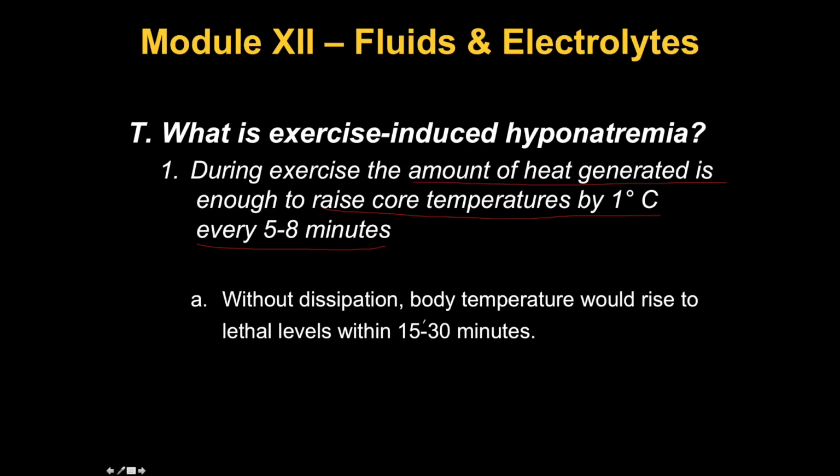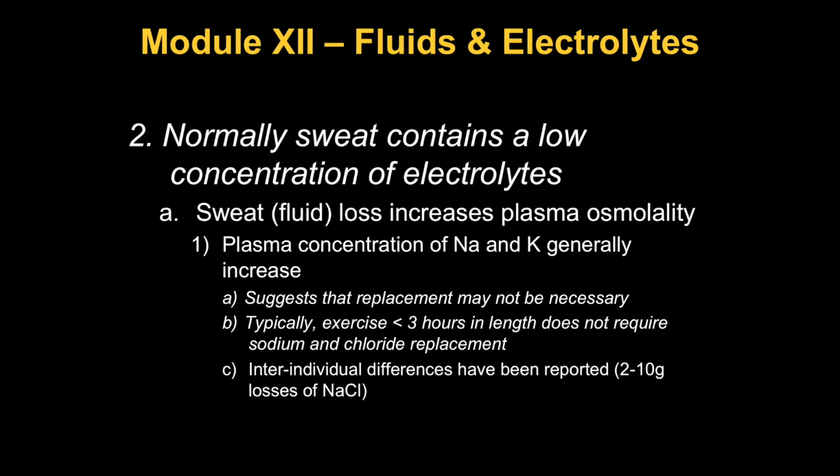Otherwise, core body temperature, as you can see in this note, would increase to the point where we would collapse and die in about 15 to 30 minutes. So normally sweat is going to contain a low concentration of electrolytes. Sweat is mostly water with some electrolytes, some sodium and potassium, and some other substances that are released as well. So the plasma concentration of sodium and potassium would generally increase under this scenario.